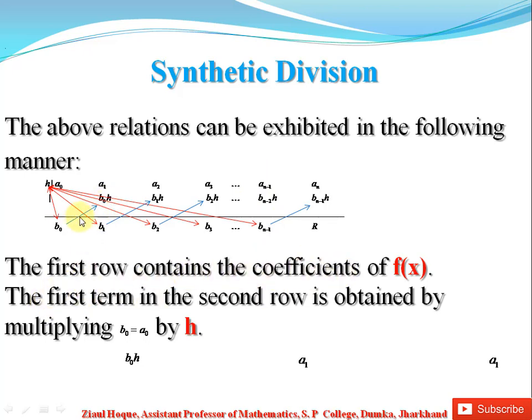The second row is obtained as follows. The first term in the second row, b0h, is obtained by multiplying b0 with h. So this term is b0h. b0 into h is equal to b0h.